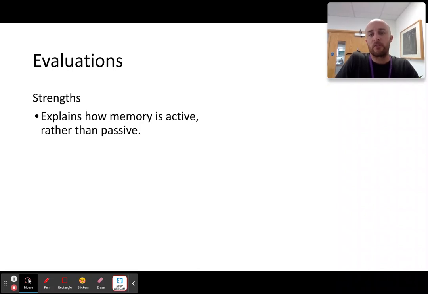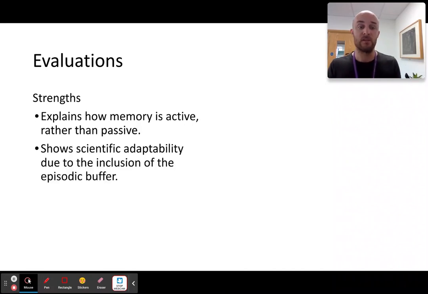The working memory model shows memory as active, not passive, like the multi-store model. So what we mean by this is the working memory model accepts that we process information actively. It's not like information goes in and we don't do anything, it just takes this course. We know that memory is an active processor, that we're using this information all the time. So you could argue this is a better theory than the multi-store model.